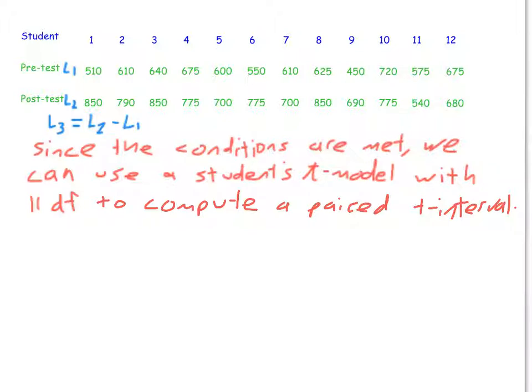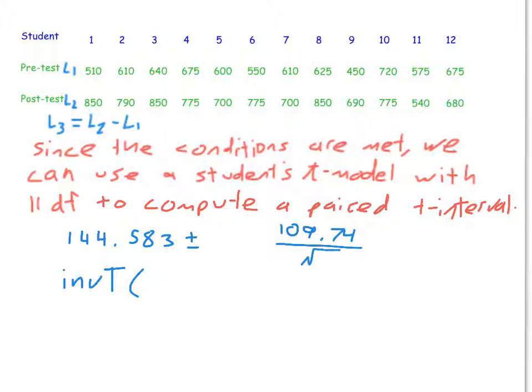Okay, so showing our work, we get that X bar is 144.583 plus or minus, and then we have to put in a T star, inverse T. So I'll fill that in later. T star, and then standard deviation would be 109.74 over radical n, which is radical 12.